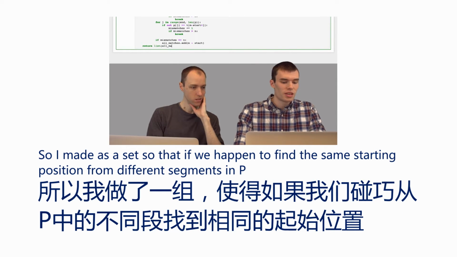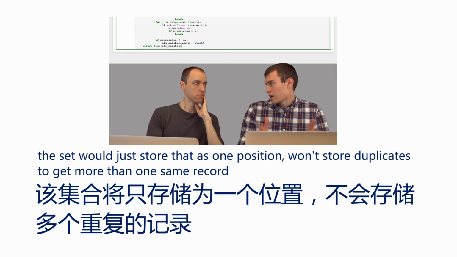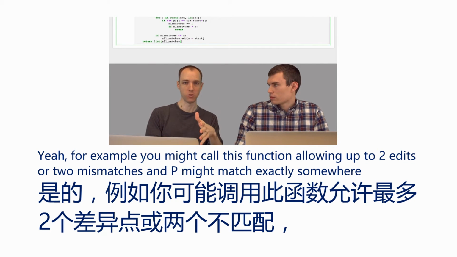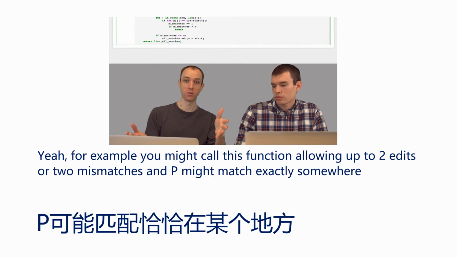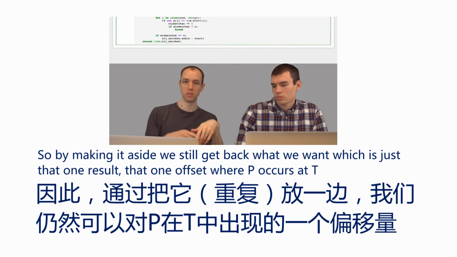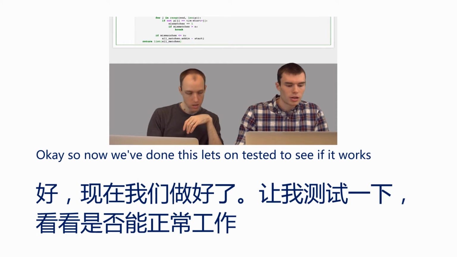So I made it as a set so that if we happen to find the same starting position from different segments in P, the set will just store that as one position. It won't store duplicates. So it won't get more than one of the same coordinate. Yeah, for example, you might call this function allowing up to 2 edits or up to 2 mismatches, and then P might match exactly somewhere, in which case all 3 partitions of P are all going to match, and you're going to add that same element 3 times. So by making it a set, we still get back what we want, which is just that one offset where P occurs within T. Okay, so now we've done this.